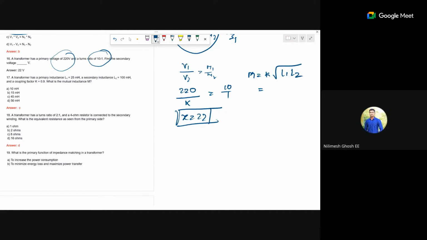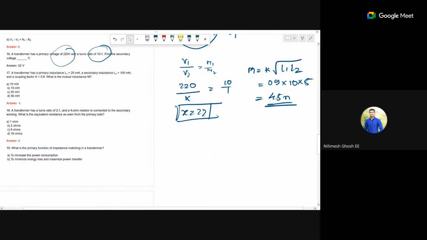We'll obviously take 0.9 there. It will be 10 into 5, so obviously it will be 4.5. In this question, only one formula of mutual inductance is used. This is the mutual inductance formula. I got confused because she told that, so that's why.